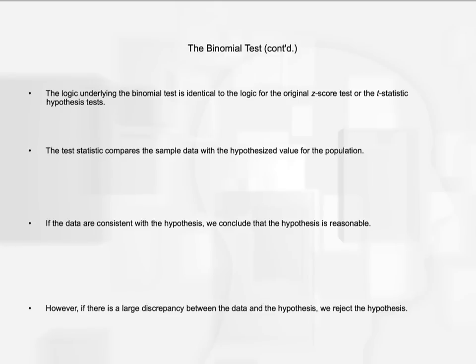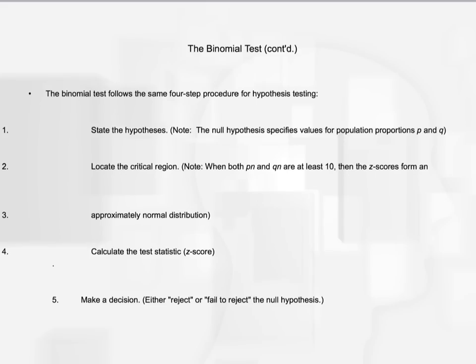We compare a sample data with some hypothesized value. If the data are consistent with the hypothesis, we conclude the hypothesis is reasonable. If there is a large discrepancy, we reject the hypothesis, conclude that it's not reasonable. The binomial test will follow the same four-step procedure.